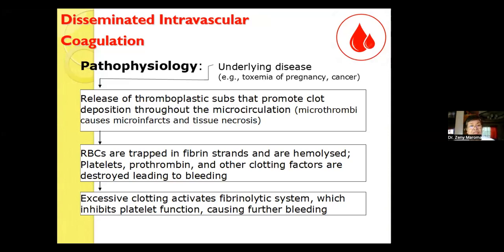There's release of thromboplastic substances that promote blood clot deposition throughout the microcirculation. Ibig sabihin, ang daming blood clot, microthrombi, causing microinfarcts and tissue necrosis. Platelets, the RBC are trapped, platelets, prothrombin, and other clotting factors are destroyed. Excessive clotting activities activates the fibrinolytic system, which inhibit platelet function, causing further bleeding.